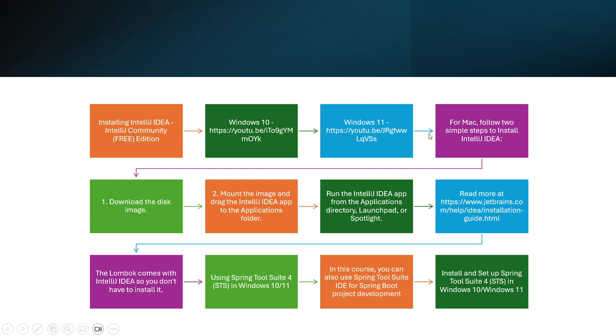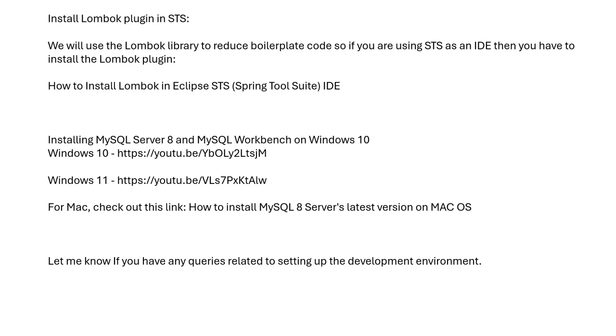Also, it is similar for Windows 10, Windows 11, and Mac for how to install IntelliJ. First, we need to download the disk image and mount the image, drag the IntelliJ IDEA app to the application folder, and run the IntelliJ app from the application directory or launchpad. So you just need to download IntelliJ and then run the application. So these are the steps followed to install it. And I will attach the same PPT in our channel as well, so you can take a look whenever you have time.